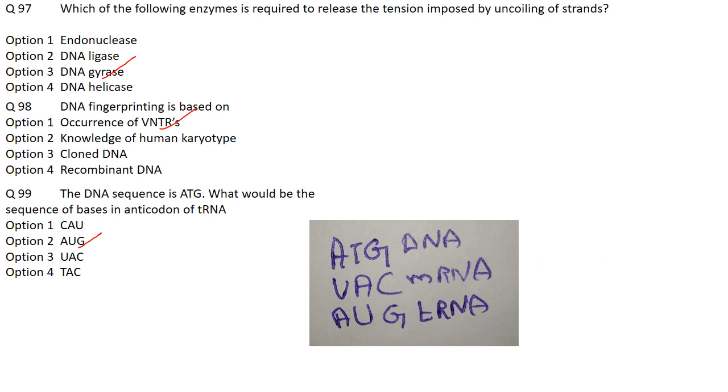The DNA sequence is ATG. What would be the sequence of bases in anticodon of tRNA? So ATG is the DNA sequence. So mRNA will be complementary to that. You will get UAC, and tRNA will be complementary to mRNA sequence, that is AUG. So the answer here will be option 2, that is AUG.